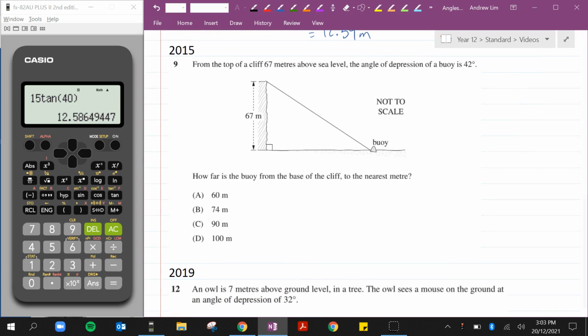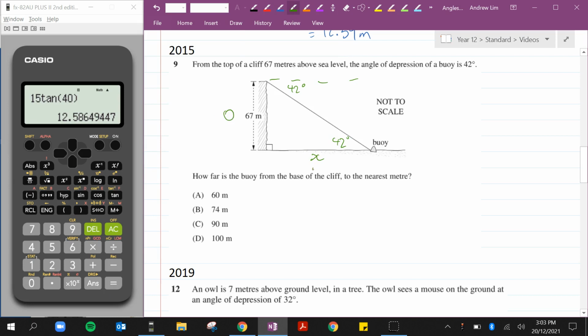Right, this next question is from the 2015 paper. It's question 9. From the top of a cliff 67 meters above sea level, the angle of depression of a buoy is 42 degrees. So depression 42, but we also know elevation is 42. How far is the buoy from the base of the cliff, call that x, to the nearest meter?